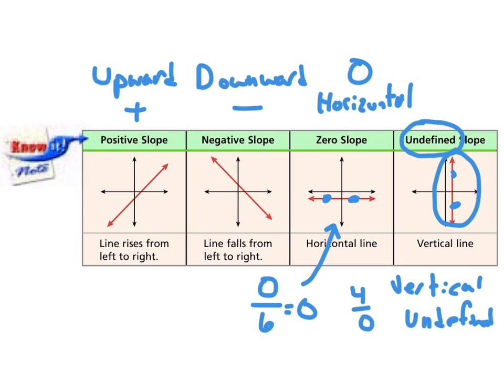So all of the horizontal lines will have a 0 slope, and all of the vertical lines will have an undefined slope. Most often we're going to focus on the positive slopes and the negative slopes. They're more interesting.